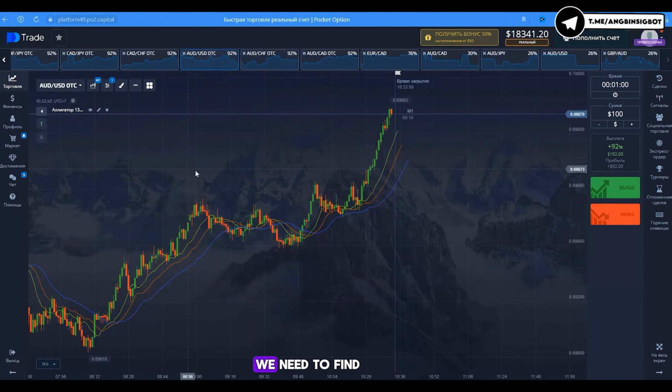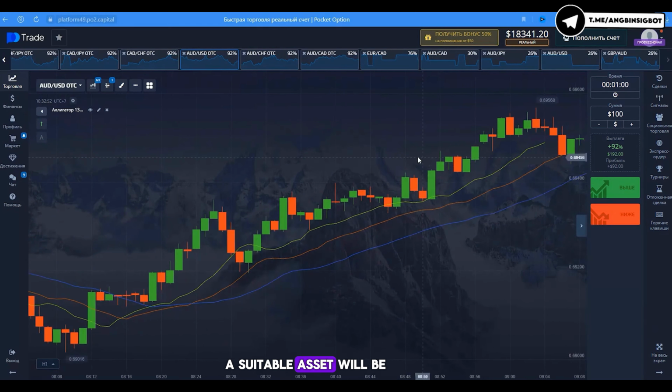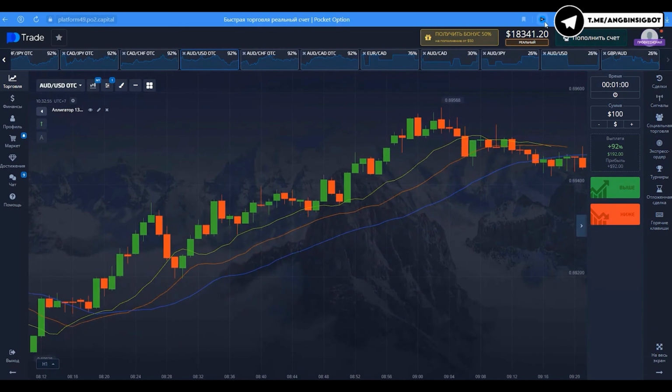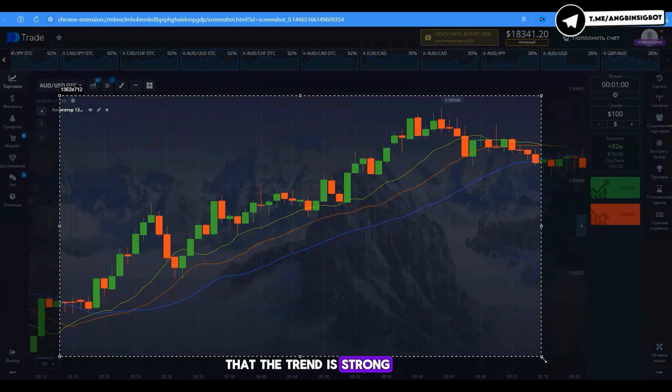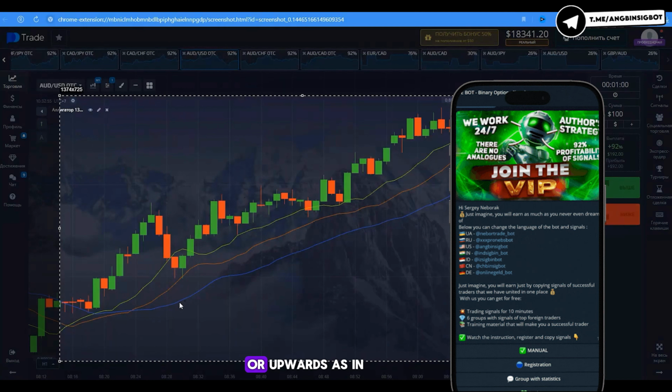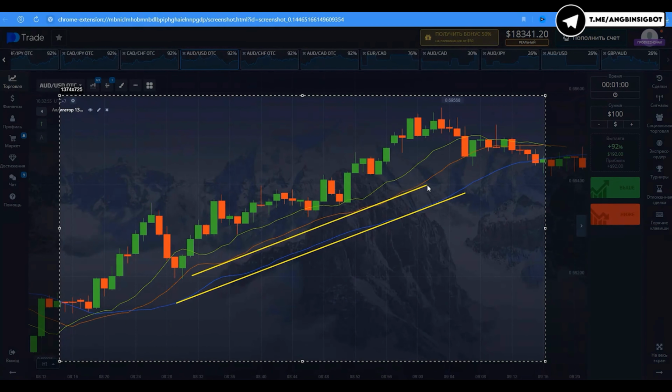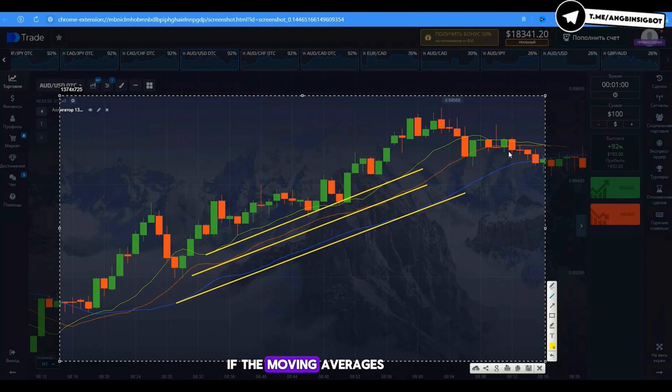At the very beginning, we need to find a suitable asset. A suitable asset will be one where there is a strong trend. How can we understand that the trend is strong? The moving averages should clearly trend downwards or upwards, as in my case. This indicates a stable trend. If the moving averages are stagnant like this, we change the asset.